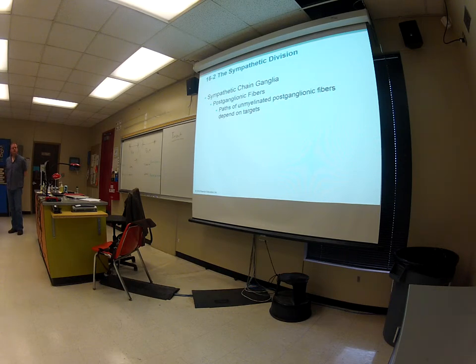Postganglionic fibers: the paths of unmyelinated postganglionic fibers depend on their targets. It depends on where they're going. But notice that it's unmyelinated. So pre is myelinated, post is unmyelinated.